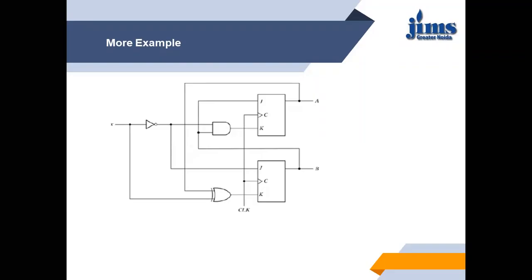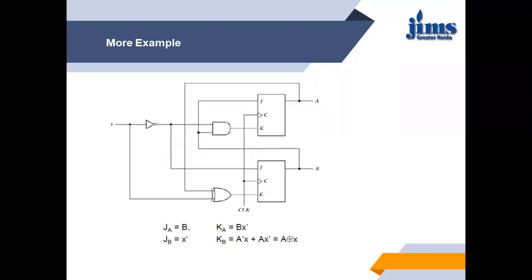So with this help, as the next state is not equal to J or K, that means we have to find out the state equations for JA, KA and JB, KB. So here are the equations. JA equals B, KA equals B X bar. These equations are directly drawn from the circuit diagram.